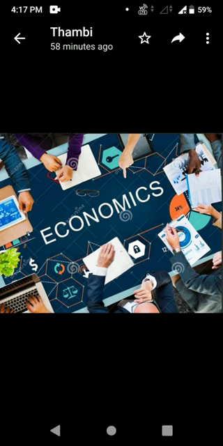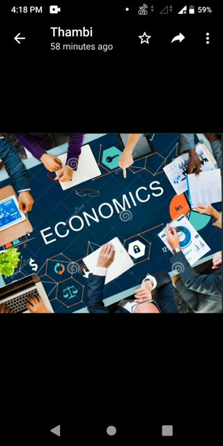Yes, what is economics? Economics is the study of the use of scarce resources that have alternative uses. Okay, so about this economics, one of the definitions is that economics is the study of the use of scarce resources that have alternative use. That is a simple definition.